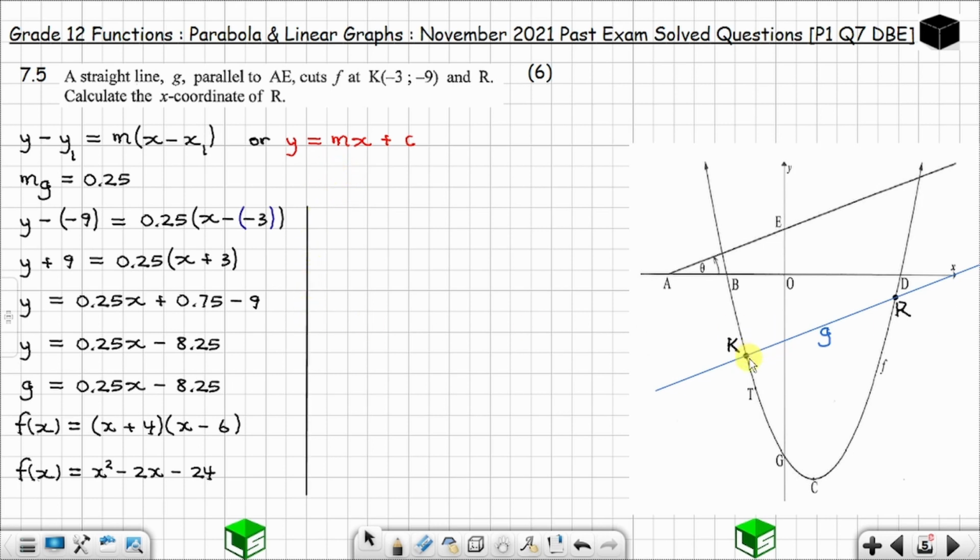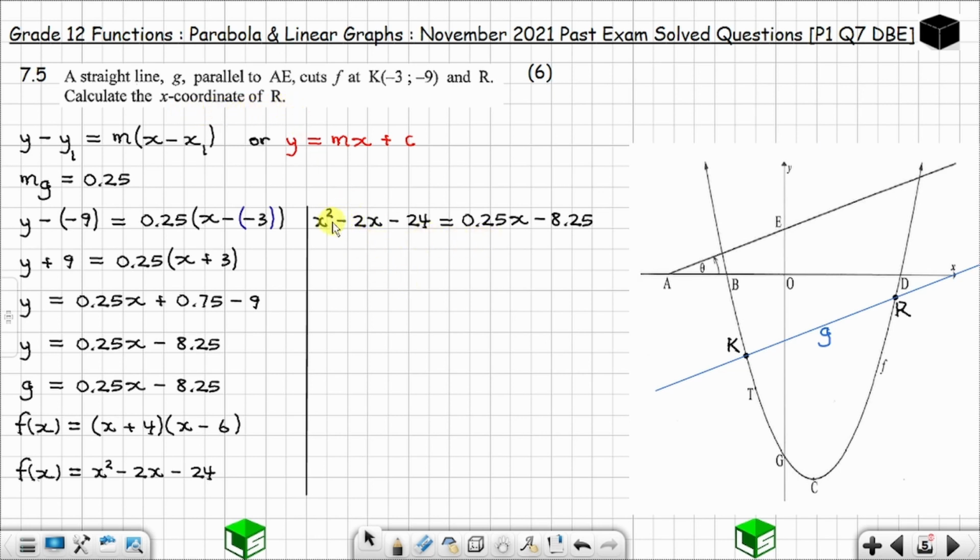To get the coordinate of the point of intersection, we are going to equate the two equations because they are intersecting. The equation of the parabola is x squared minus 2x minus 24, and this is equal to the equation of the line G. So you equate them and then solve for the x coordinate. The question is only asking for the x coordinate of R.